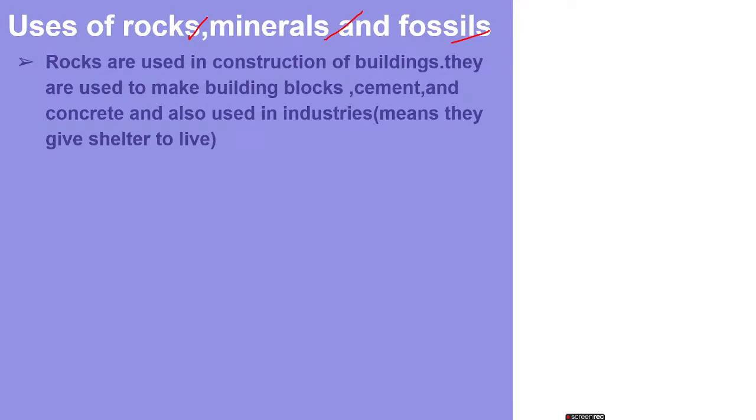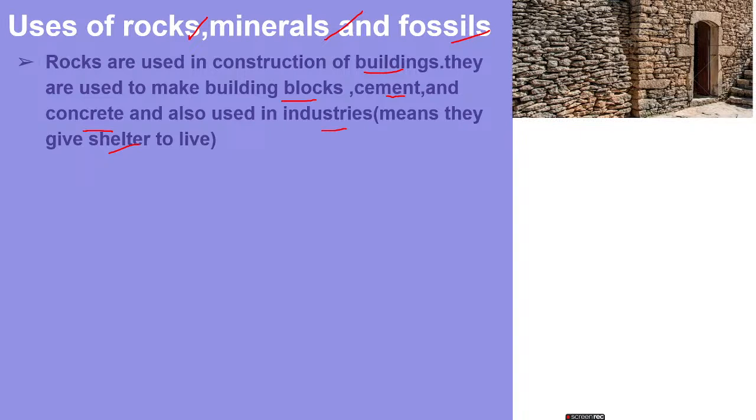So rocks are useful in construction of buildings, and they can be used to make building blocks, meaning bricks, cements and concrete materials. You also know that they are used in industries, and they are also helpful in giving shelter to us, because after building a home they give shelter, right? So here you can see how rocks were used directly to build buildings in olden days. These are all rocks, not concrete bricks or cement used here, but rocks used directly, right?